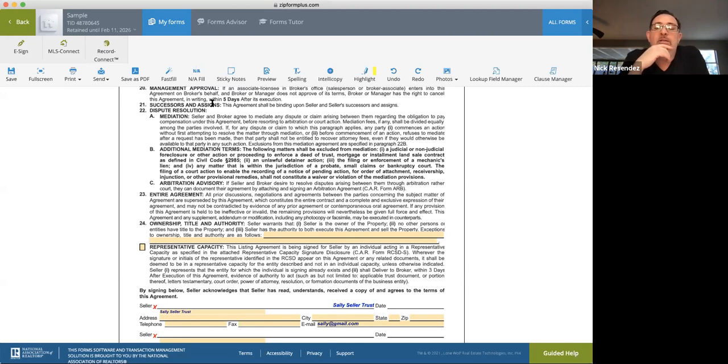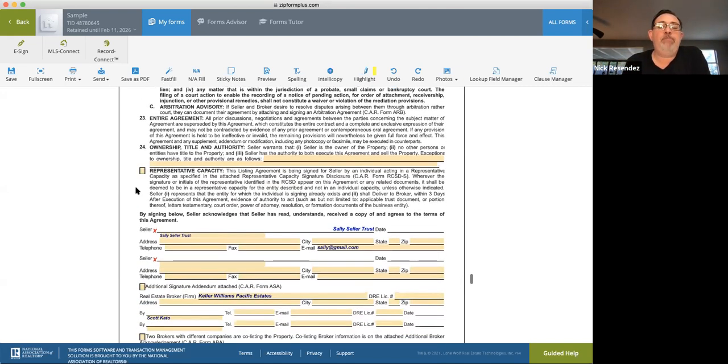22 is our dispute resolution. Mediation is automatically a part of the agreement. There are a few other additional mediation terms I'm not going to go into right now. And then the entire agreement: basically anything that we've discussed, seller, prior to this is superseded by what is in writing right here. And then 24, ownership, title, and authority.